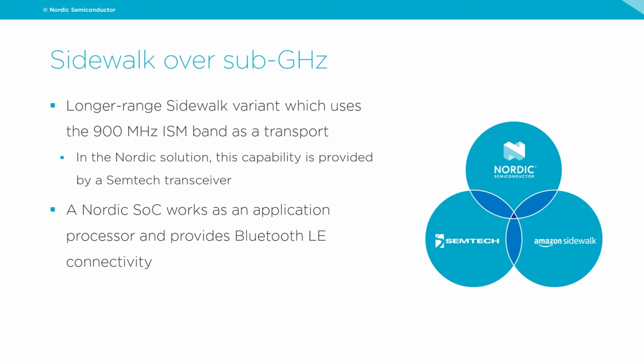And then another side of Amazon Sidewalk is Sidewalk over Sub-GHz. You might know that Nordic isn't doing sub-gigahertz transceivers, which is why you see a third name in here, which is Semtech. So Sidewalk over sub-gigahertz is a longer range Sidewalk variant. It's using the 400 megahertz ISM band as a transport, and in the Nordic solution, this is provided by Semtech. But there's still a Nordic SoC that hosts the application, so is the application processor, and is providing the Bluetooth LE connectivity.